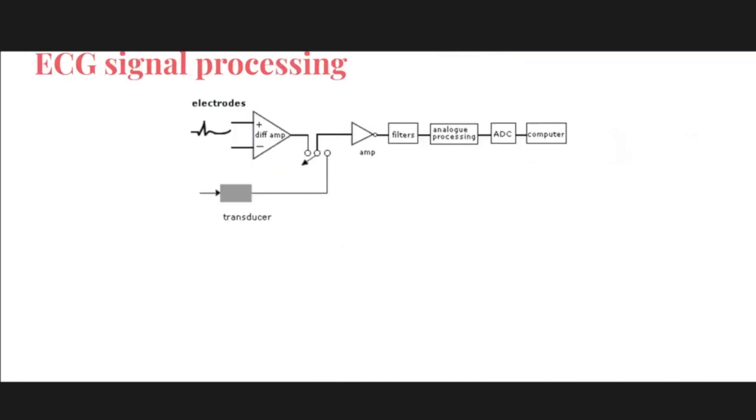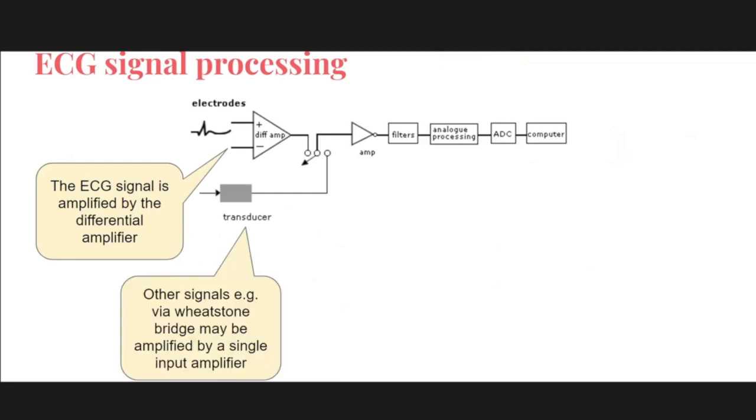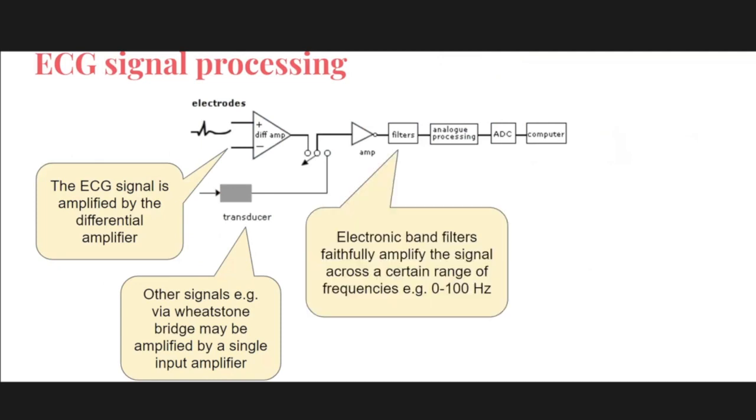Just to put it back into the context of an ECG, this is a typical processing of the signal to finally appear on our computer at the end. The ECG signal is first amplified by the differential amplifier. You may also have other signals coming through via a Wheatstone bridge, which also allows you to filter out the noise, as we said before. Then it will go through the CR/RC filters, which allow only a certain range of frequencies to be amplified. For an ECG, it would be 0 to 100 hertz, for example.